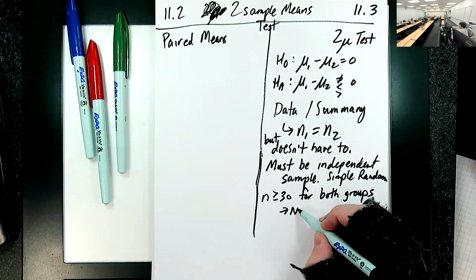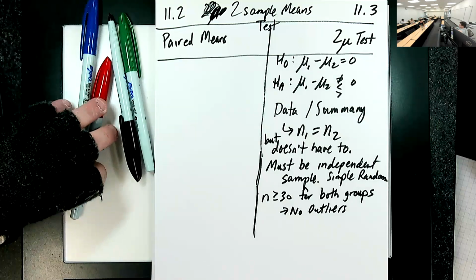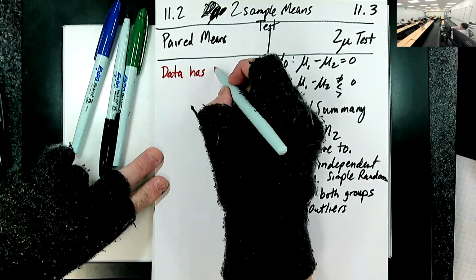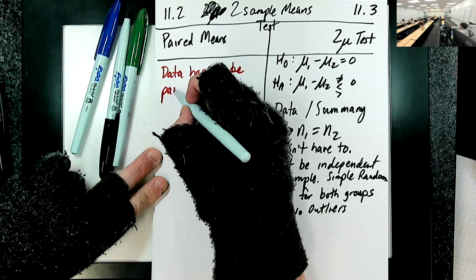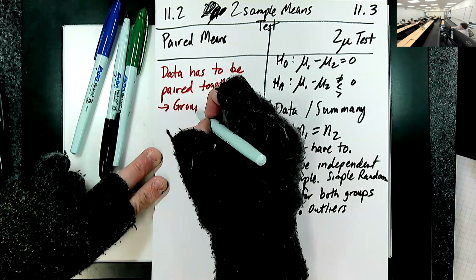You want the whole no-outliers condition. Every rule that we set for one mu applies to two mu, just like the proportions did. All the two equations we checked for the two proportions, the n times p times 1 minus p, we just upscaled from one sample to two samples by doing two equations. Here you're doing the same thing. The only difference between these two, they both have two groups and you're both checking means, is that in the paired means test, the data has to be paired together. Which means the groups have to be dependent.